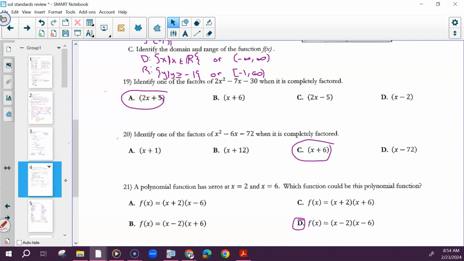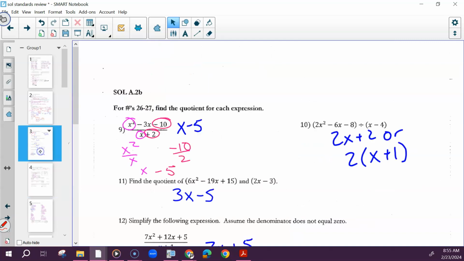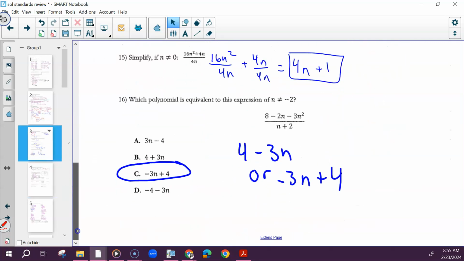This down. So I'll go back to 16. Was C.